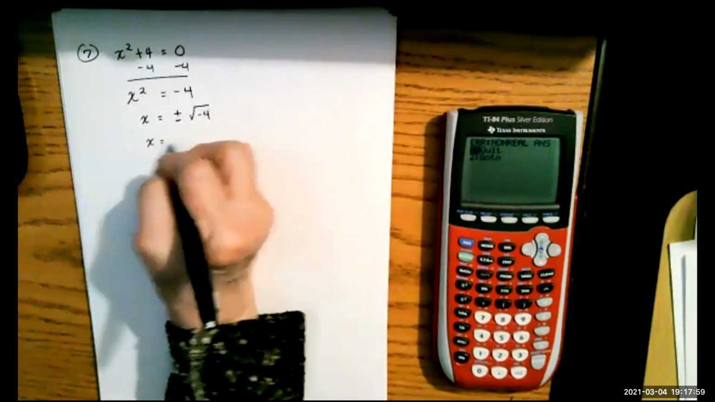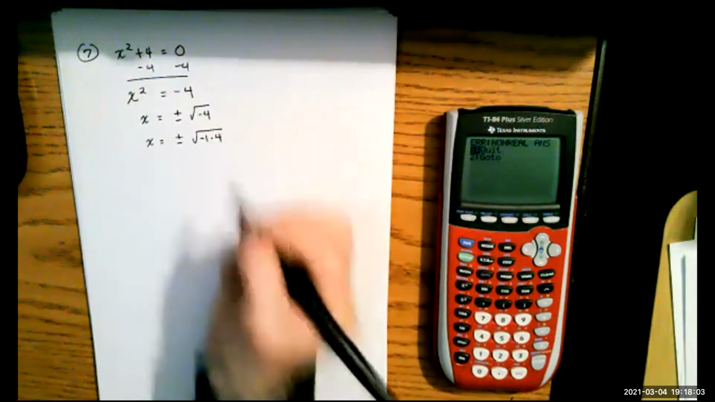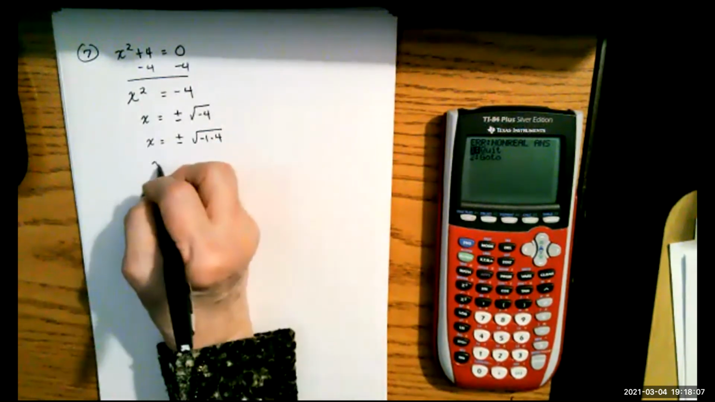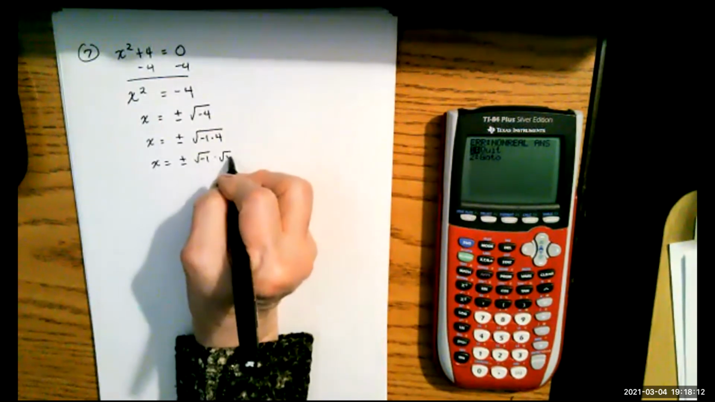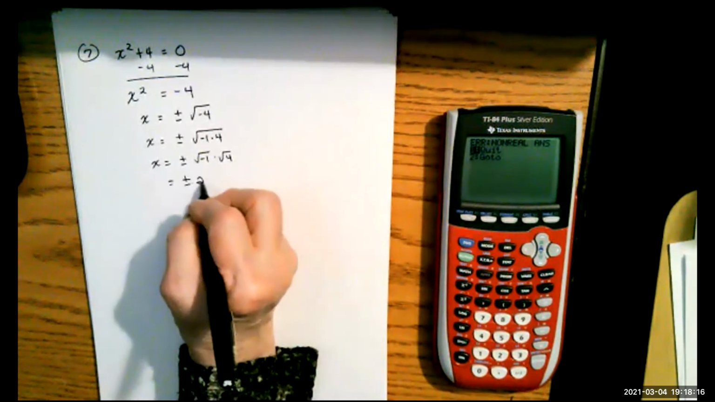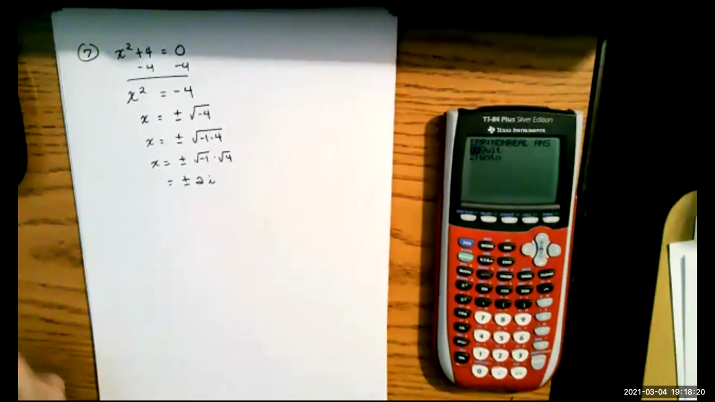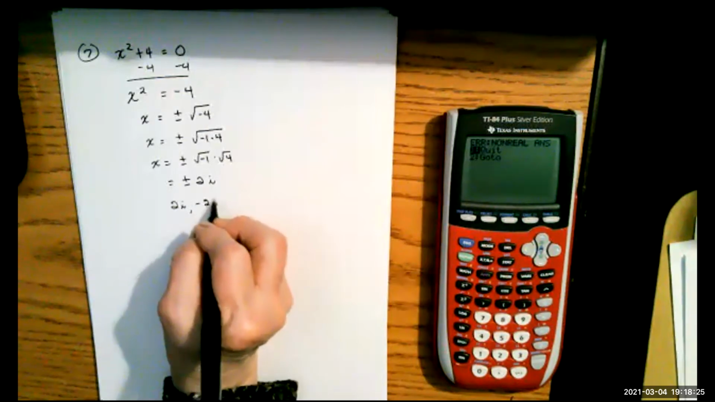So we're going to get x equals plus or minus the square root of -1 times 4, which is plus or minus the square root of -1 times the square root of 4, which is plus or minus... the square root of 4 is 2, and the square root of -1 is i. So I have an answer of 2i and -2i.